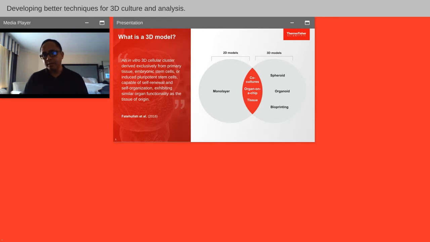But what we focus on here at Thermo Fisher, what I support, are the creation of 3D models for better mimicking the in vivo environment. And those can be the self-aggregating models such as spheroids or organoids, or also we can support other types of 3D models such as what you would produce from a bioprinter.